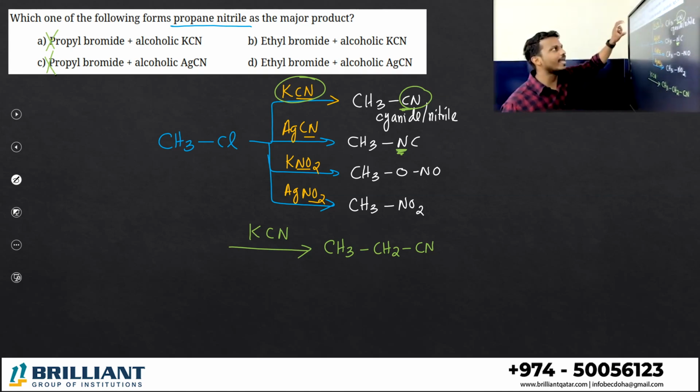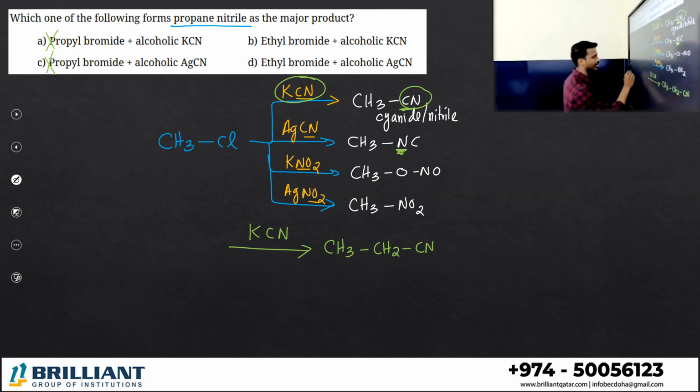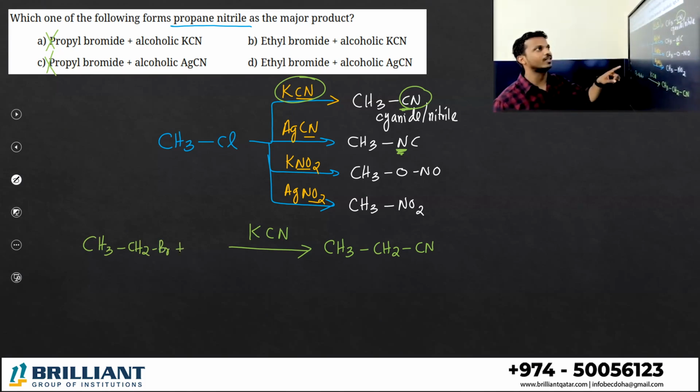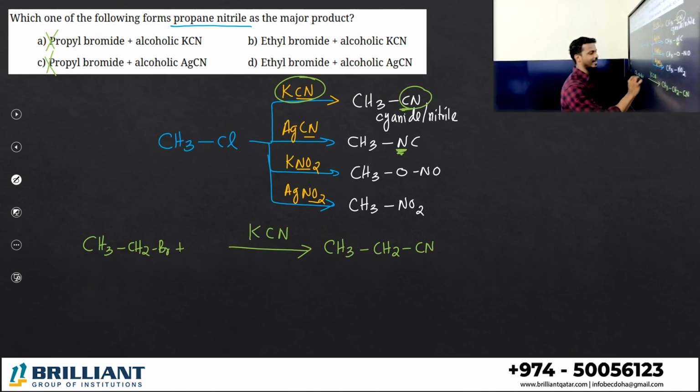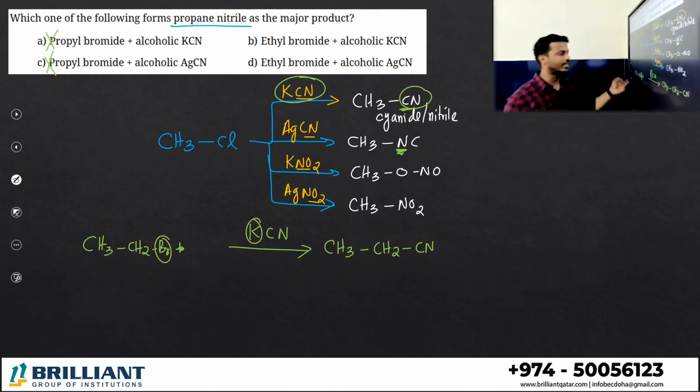Okay. So your B and D contain ethyl bromide. What is ethyl bromide? CH3, CH2, Br. Let us treat with the alcoholic KCN. What will happen? Bromine and the K are eliminated. CH3, CH2, CN, you will get it. That is called propane nitrile. Option B is the answer. Can we use AgCN? No. AgCN will give you isocyanide or isonitrile. Okay. Option B is the correct answer.